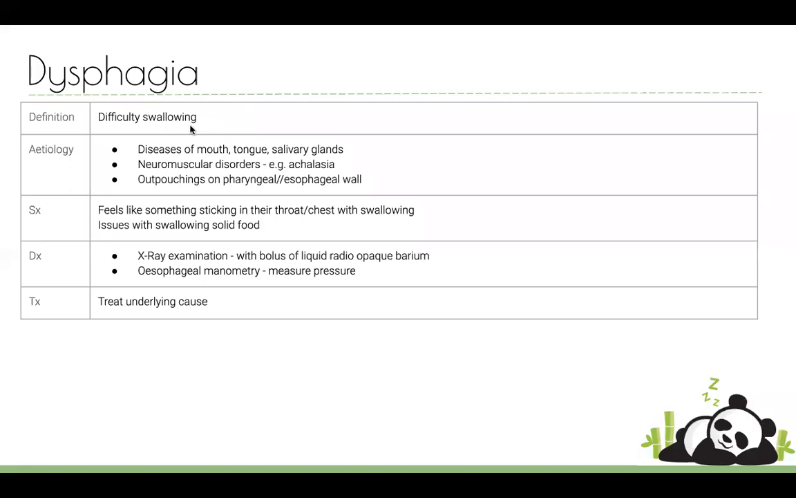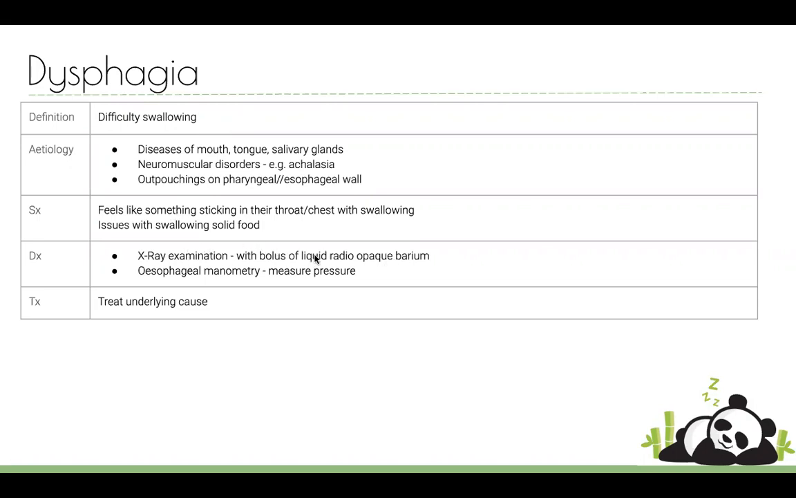Dysphagia, difficulty swallowing, can be caused by diseases of the mouth, tongue, or salivary glands, neurovascular disorders, as well as outpouchings on the pharyngeal or esophageal wall where food can essentially get caught. And usually the patient will come in and complain about, oh, I feel something sticking in my throat or my chest, or my food's just not going down.